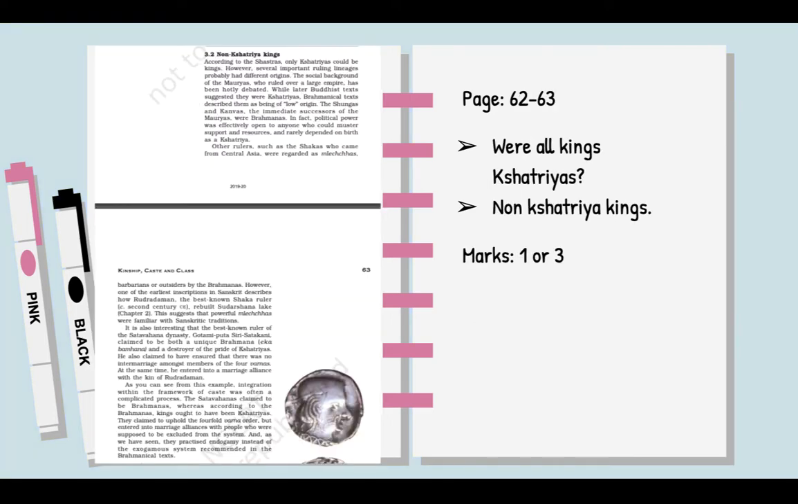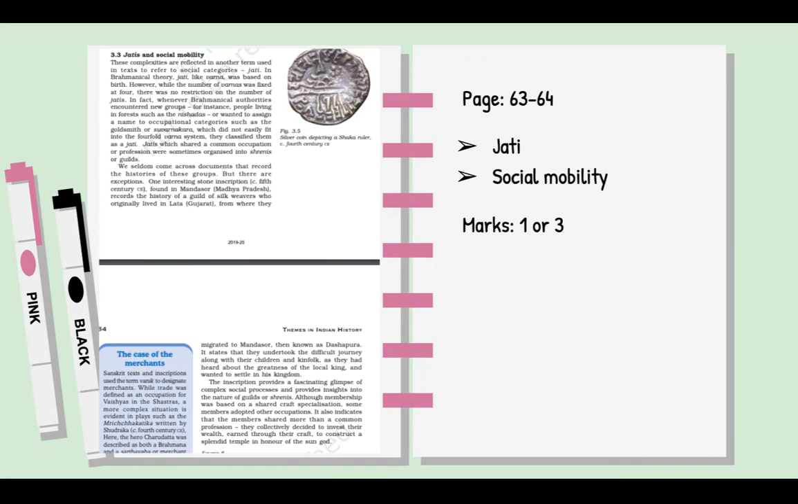Then pages 62 and 63 talk about Kshatriya Kings. Were all the kings Kshatriyas? Obviously the answer is no. And who were the non-Kshatriya kings? So in this case, you have examples like the Kanvas and the Shungas, who were Brahmins, Mauryas, whose caste is not really known, so most likely they were from the backward castes, right? So you can be asked questions on this concept also, that there were exceptions to these Brahmanical norms, as we have seen also in rules of marriage or Gotra rules.